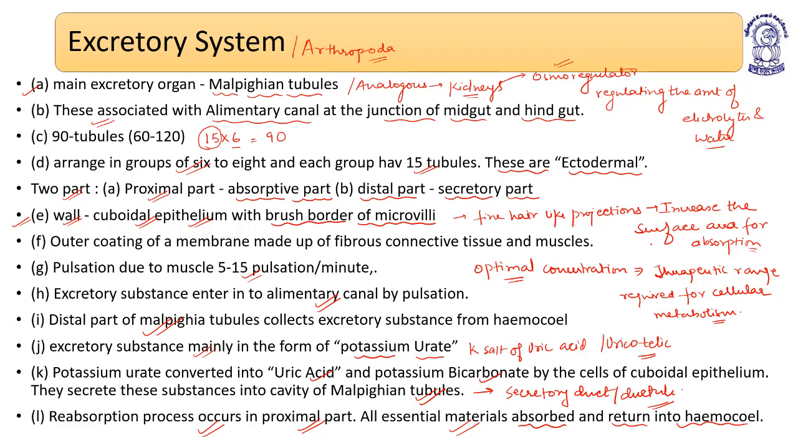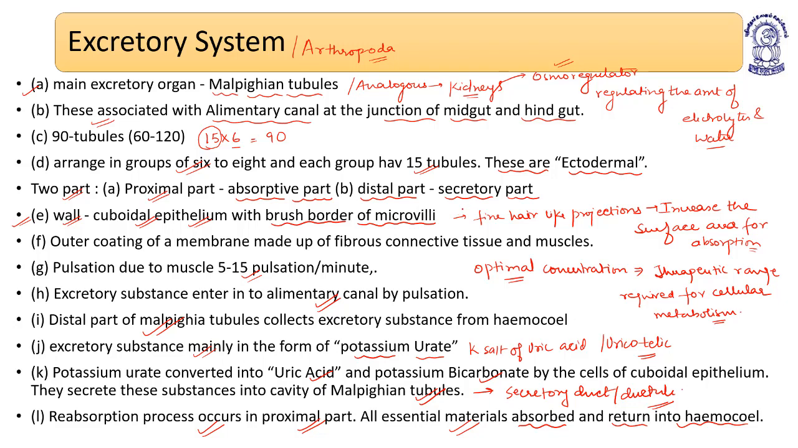They have two parts: the proximal part, which is absorptive, and the distal part, which is secretory. The proximal part helps in selective reabsorption, and the distal part helps in tubular secretion, or the final secretion. It makes the secretory ductule. The wall is cuboidal epithelium with a brush border. The brush border has microvilli, which increase the surface area for the reabsorption process.